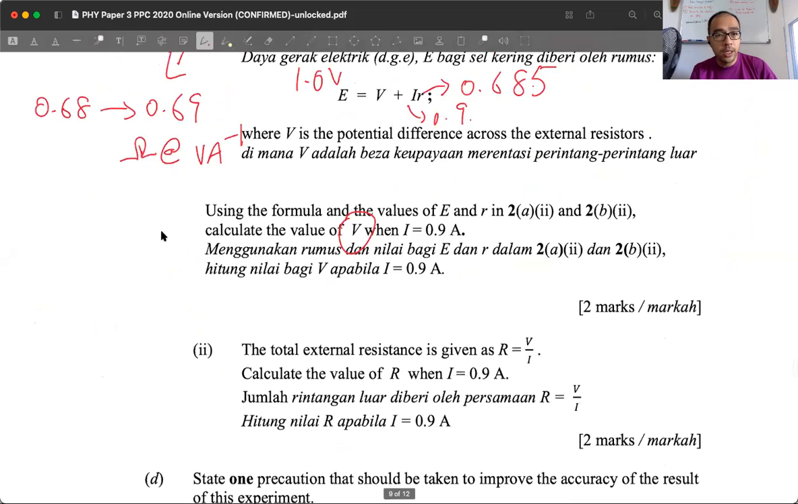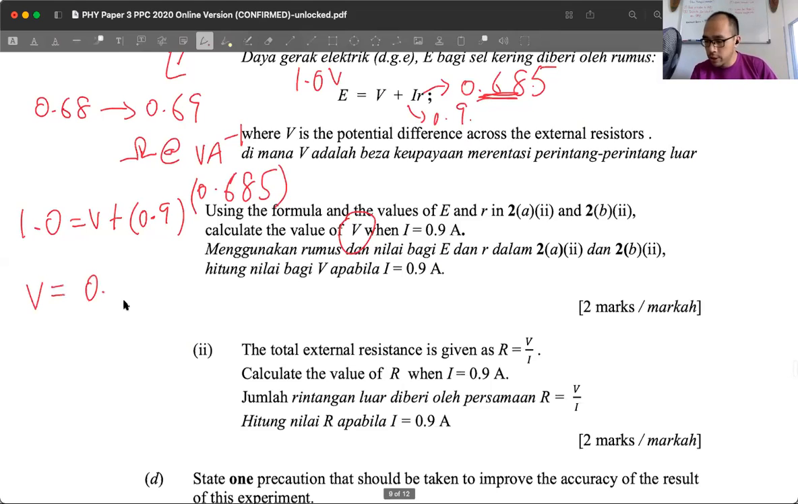Okay, so when you do this calculation correctly, this is 1.0 equals to V plus 0.9 times, I'm using my gradient. My gradient is 0.685. Okay, but whatever value your gradient is, whatever value your R is, you should put in here. Okay, and according to mine, my V is 0.388 volt with unit. Okay, this is voltage, so definitely the answer is volt. I will accept any answer between 0.37 to 0.40. Okay, volt. Any answer between this will be accepted.